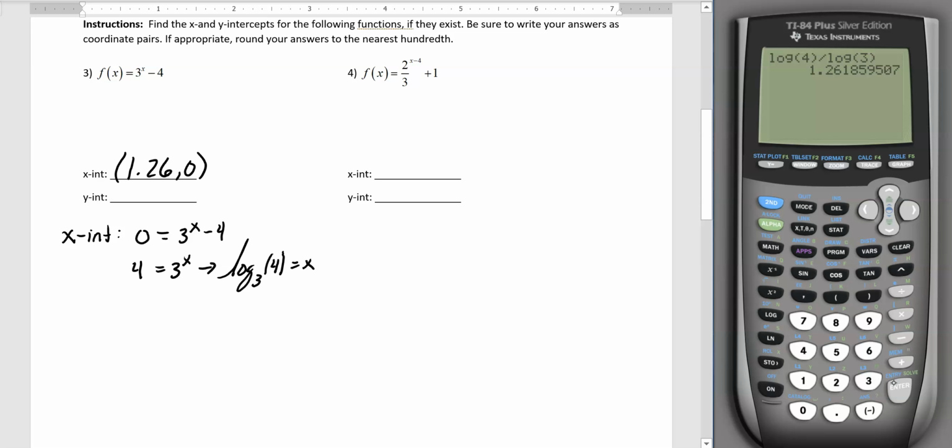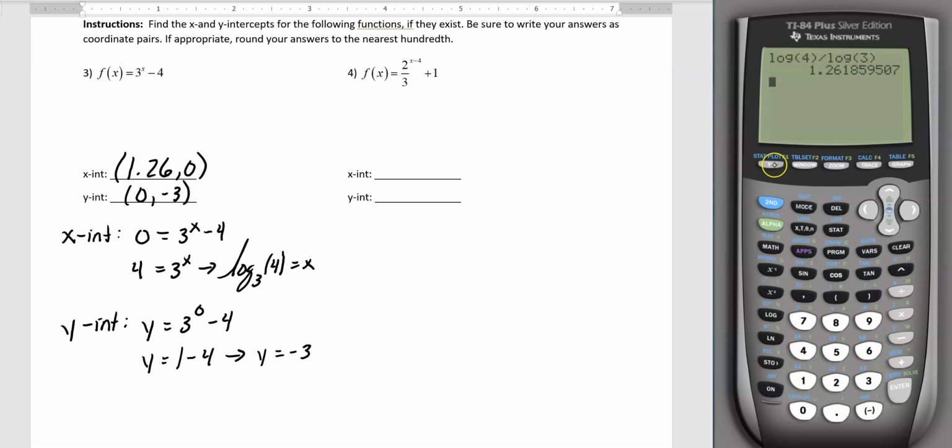Now for my y-intercept, remember I set x equal to 0. So y equals 3 to the 0 minus 4. Anything to the 0 power is 1, so this becomes 1 minus 4, which means y equals -3. So I would write (0, -3) for my y-intercept. So that's how we can do it algebraically. We can also do it graphically.